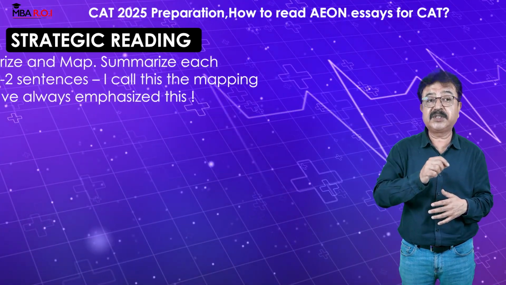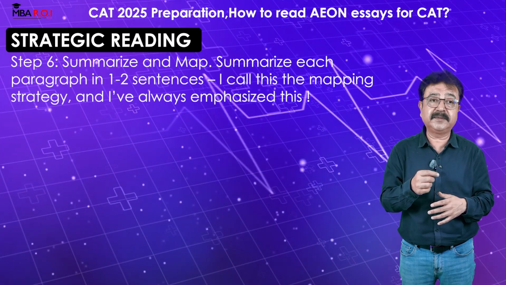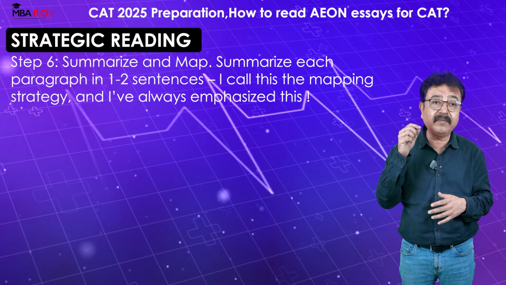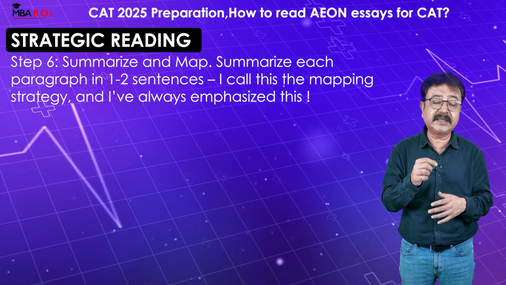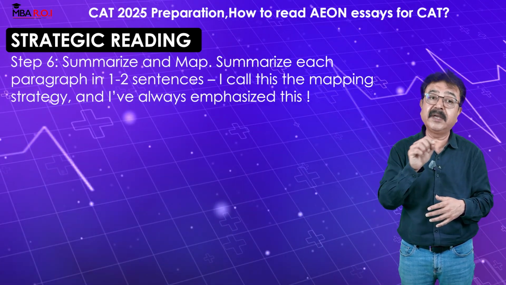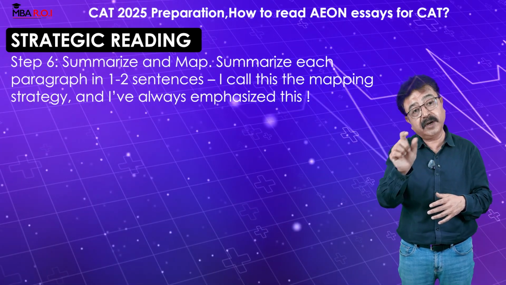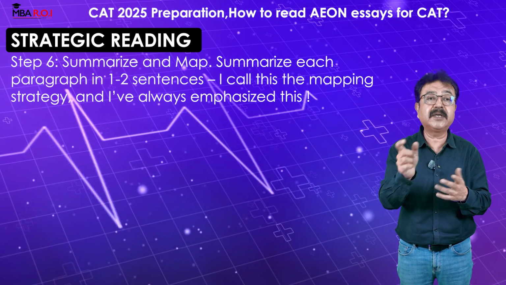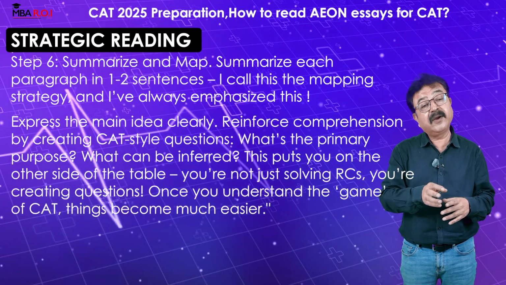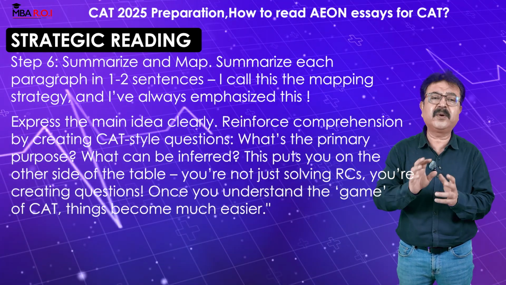Step 6, summarize and map. I call this the mapping strategy, and I always emphasize it. Whenever you have read an article or an essay, make sure that you write 2 to 3 lines about it, whatever comes to your mind, but it should cover the main idea and the major arguments. Try to understand the main idea, and then go back again and reinforce this with CAT style questions.